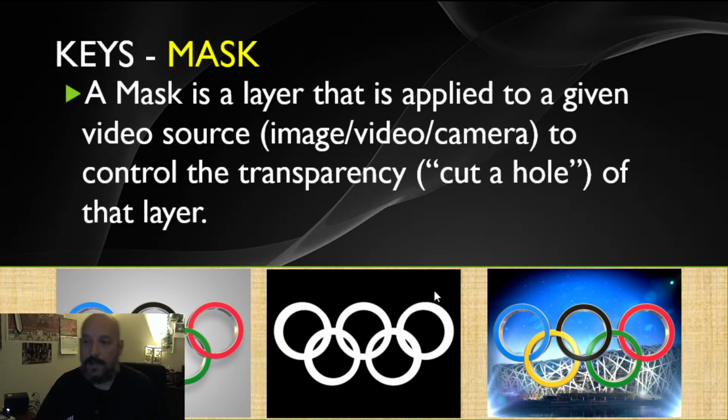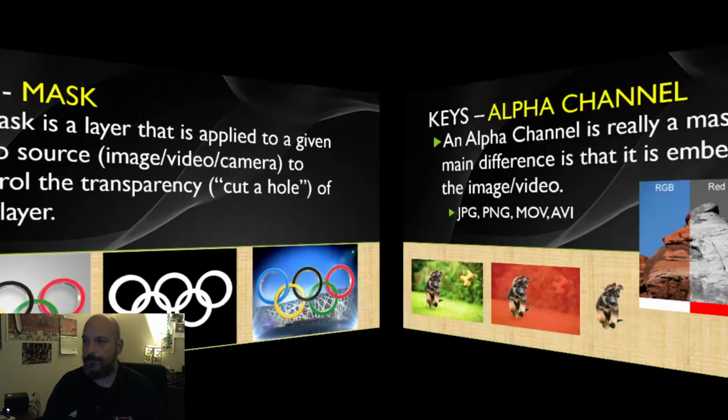I've even seen a mask where they would take the black and white image and put it over another type of video. So in the background you would have one piece of video going on, and then in the shape of the rings or the shape of the cutout you could see a different type of video to give you two different types of effects.